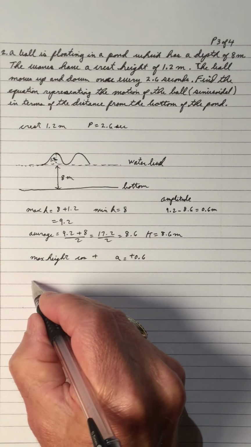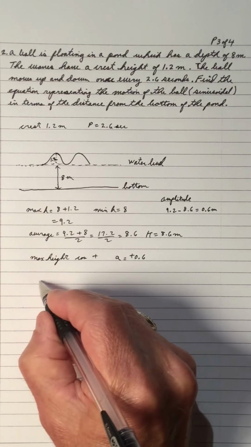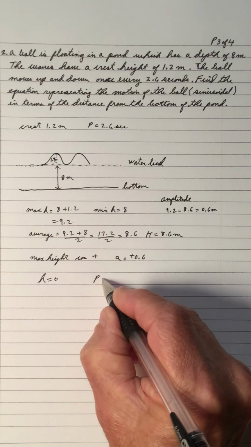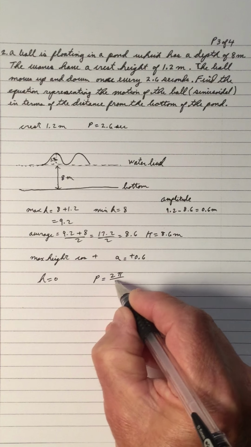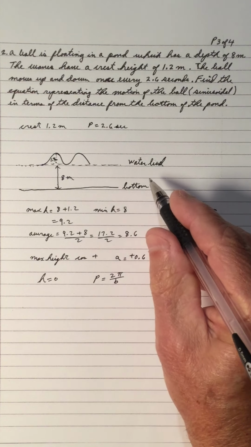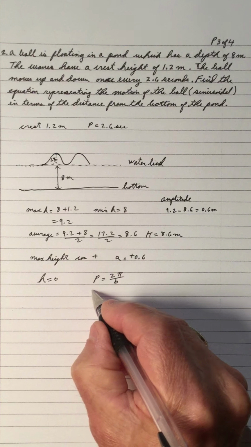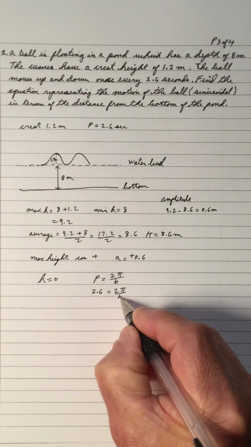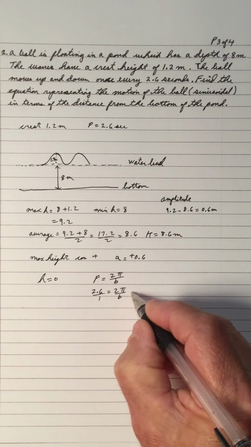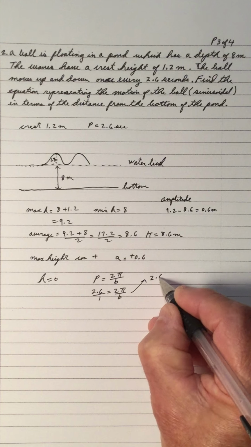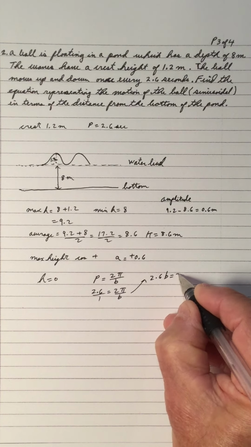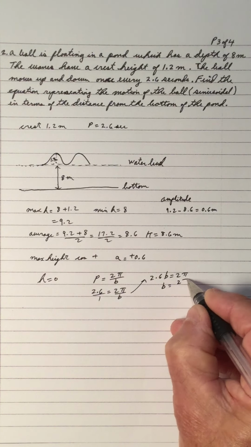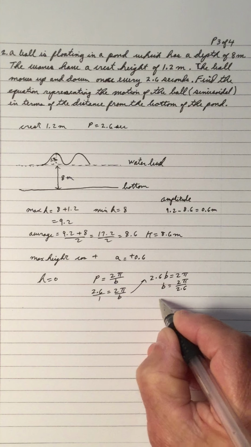To start off, we're taking this point to be 0, so H is 0. And the period is 2 pi divided by B. So the period is 2.6 seconds, which equals 2 pi divided by B. That means 2.6 B equals 2 pi. So divide by 2.6 on each side, and it's 2 pi divided by 2.6.